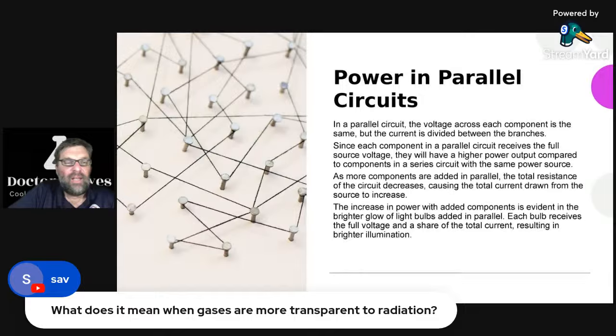Okay, what does it mean when gases are more transparent to radiation? So basically, it's easier for radiation to pass through a gas, like our atmosphere, than it is to pass through a solid, or you for that matter, because you're going to absorb that radiation, whereas the chances are the radiation is not going to hit a particle of the atmosphere because they're so well separated. So that's what it means when it says it's transparent to radiation.